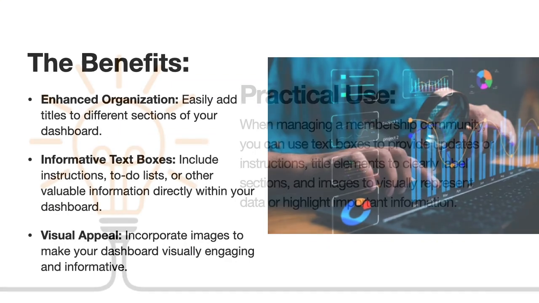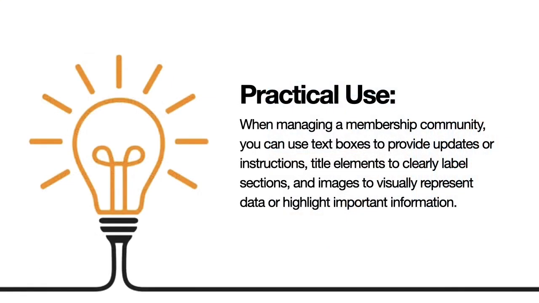As far as practical use, when managing a membership community, you can actually use text boxes to provide updates or instructions, including title elements, so that you can clearly label sections and images to visually represent the data or highlight important information right within your dashboard so that you and your team can easily find the information you're looking for.